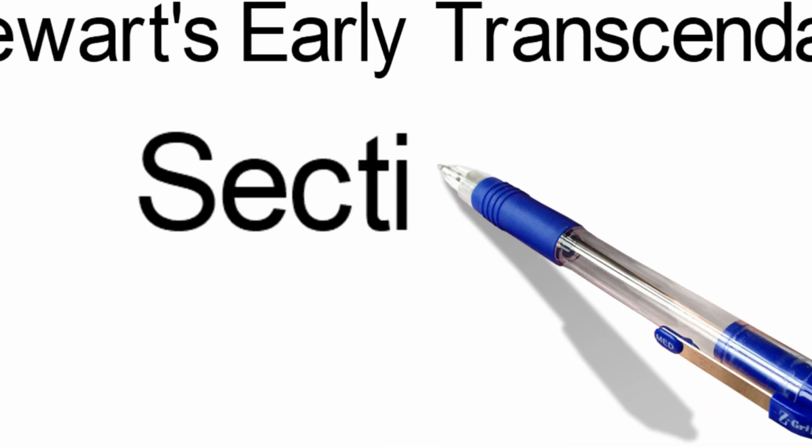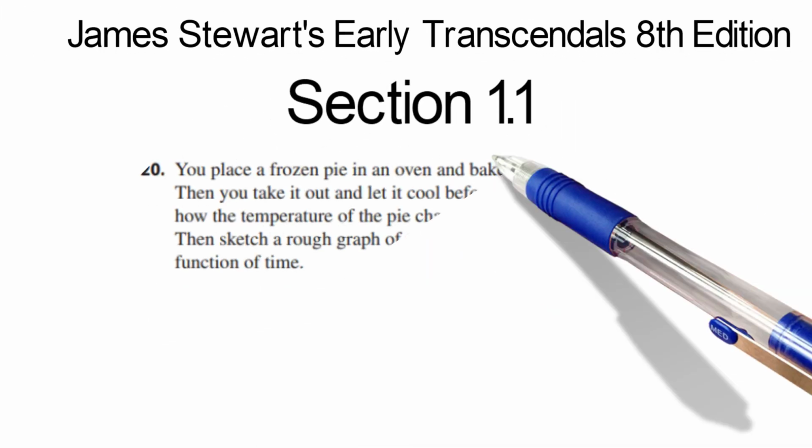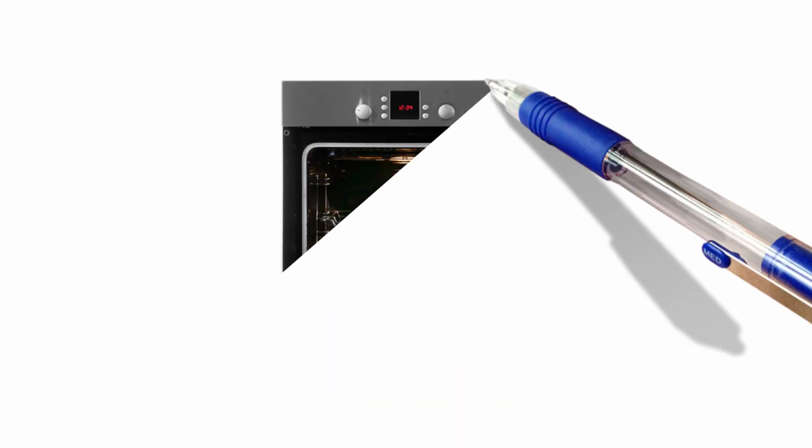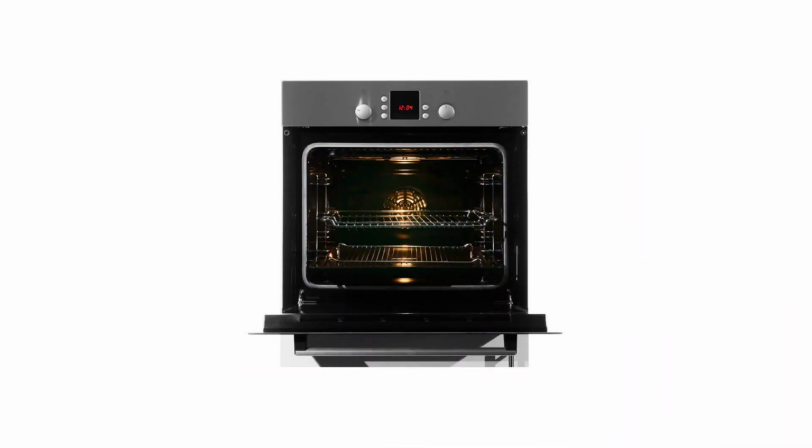Alright, so this is going over James Stewart's Early Transcendentals, 8th edition, section 1.1, question number 20. This problem basically deals with the issue of an oven. It's a pretty good question because most people intuitively know what happens with an oven.